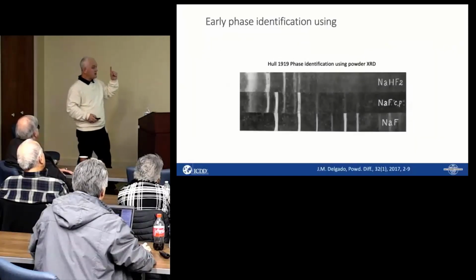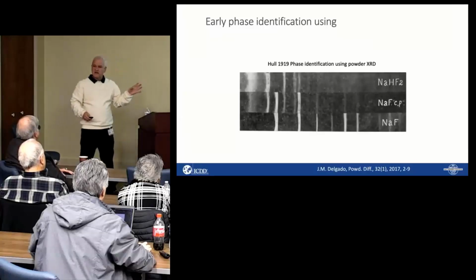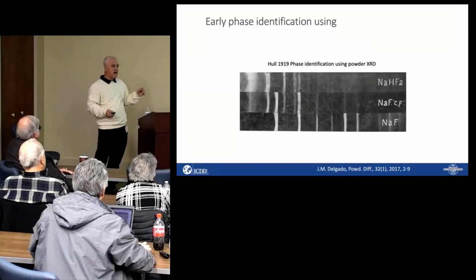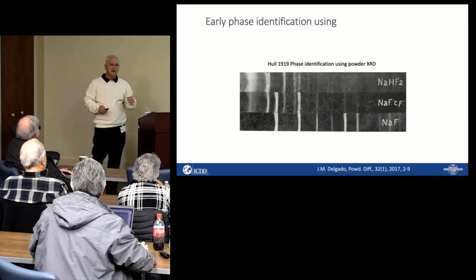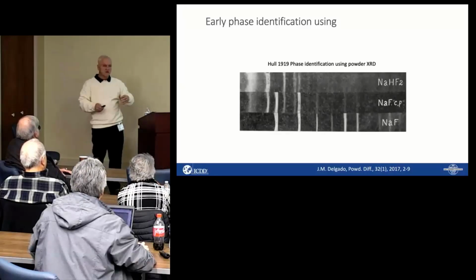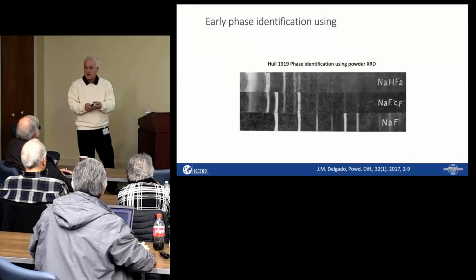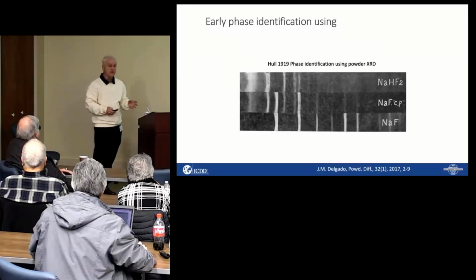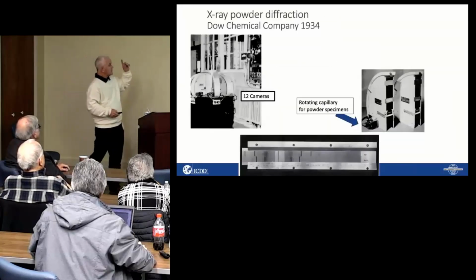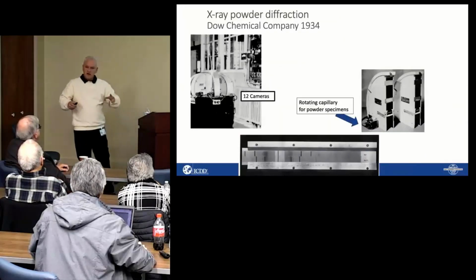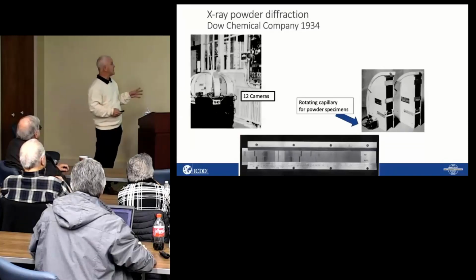But it was Hull in 1919 who showed that if you combine two different materials, you could actually use the powder technique for phase identification. In other words, you didn't get a new diffraction pattern, you had the two individual patterns that were part of your data collection. It became really the large industrial process through the Dow Chemical Company.